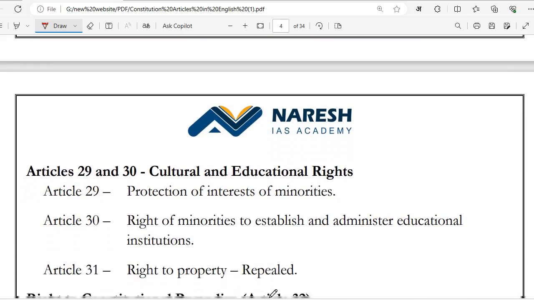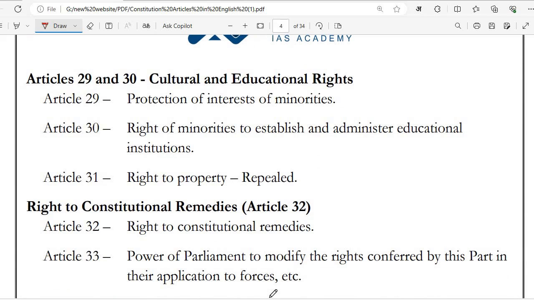The next fundamental right is cultural and educational rights, Articles 29 and 30. And this right is also called the rights of minority classes in India. Except the Hindus, all the communities in India are minorities. What does minority mean? A community having less than 50% of the population.